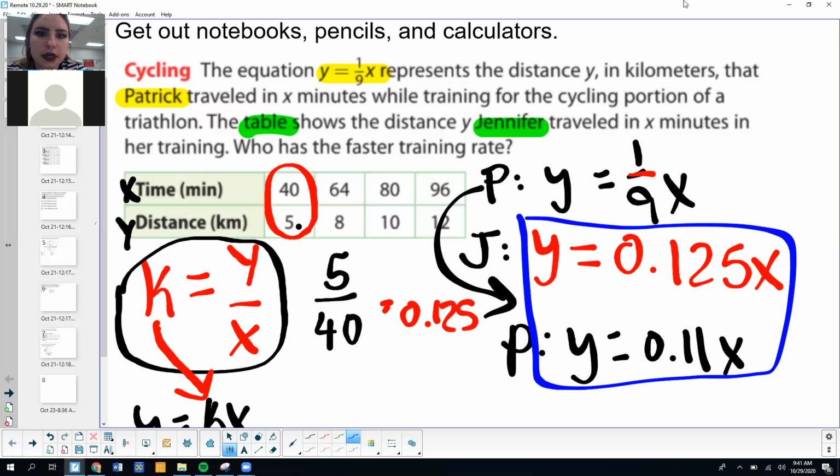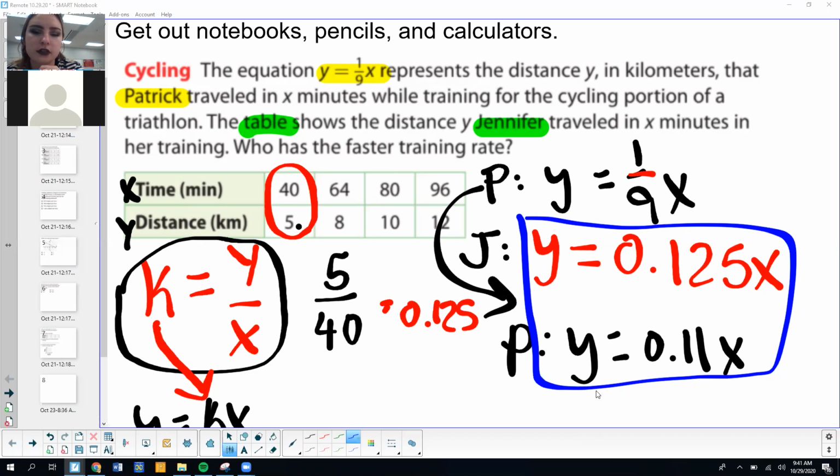So go ahead and take a few minutes. I'm going to pull up the chat. Everybody needs to type in who, and if you're wrong, it's okay. I just want you to tell me, do you think Jennifer's going faster or do you think Patrick's going faster? It's been hard for me because I'm not getting a lot of communication from you guys. I want to make sure that you are still engaging with me, asking questions. So tell me who you think is going faster.